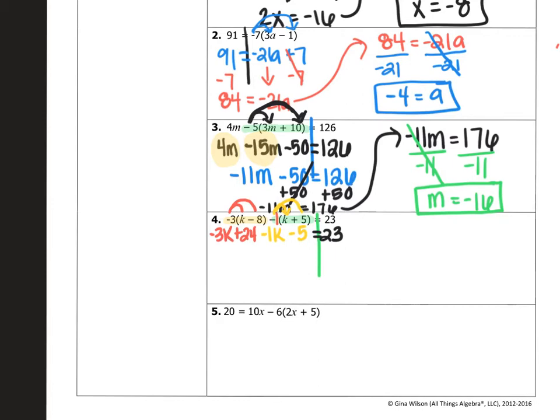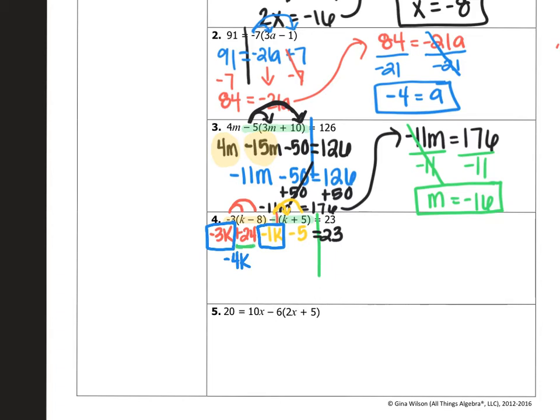Step number 2 is combine like terms. What can I combine this -3k with? I can combine -3k with -1k because they both have a k on it. On my calculator, -3 minus 1 is -4k.